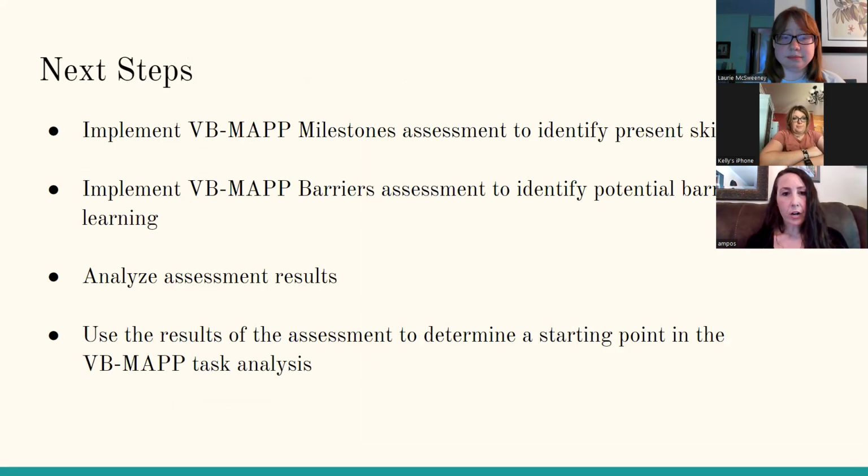In terms of our next steps, we will need to implement the VB-MAPP milestones assessment to identify the skills that she currently has. Then we will implement the barriers assessment to be able to specifically identify the barriers that she has. And then we will analyze the assessment results and get an idea of what skills we need to specifically target using the VB-MAPP.